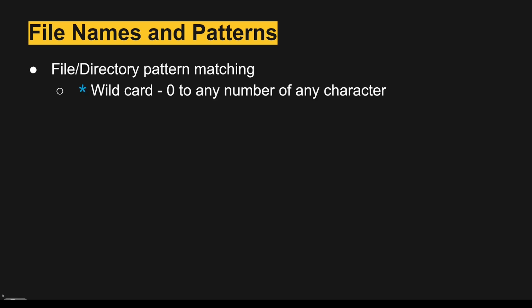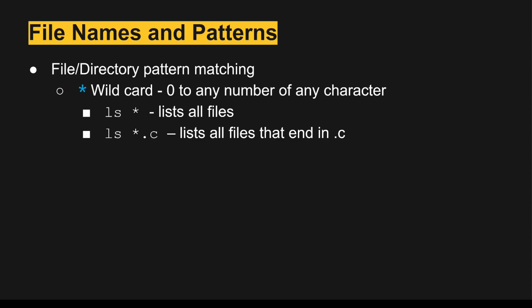It's standard out. In Bash, there are some simple ways that we can match multiple file names or directory names at once. To do this, the most common way is the star wildcard, and that will match any number of characters. So ls star would list all the files in the directory. ls star.c would list all the files that end in .c.